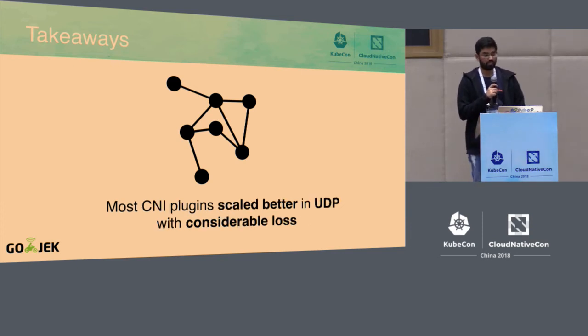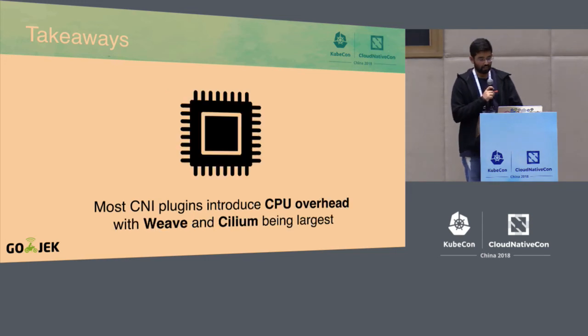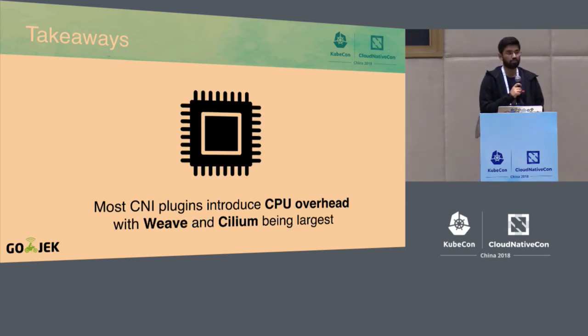Most CNI plugins scale better in UDP, but the takeaway here is you'll definitely have a considerable amount of loss because it's UDP. Most CNI plugins introduce some CPU overhead, with Weave and Cilium being the largest. In Weave, we think it's because it uses the OVS module, which is probably the cause of that CPU overhead. In Cilium, I think the underlying BPF kernel module is the reason for that CPU overhead, but that's just an assumption right now.